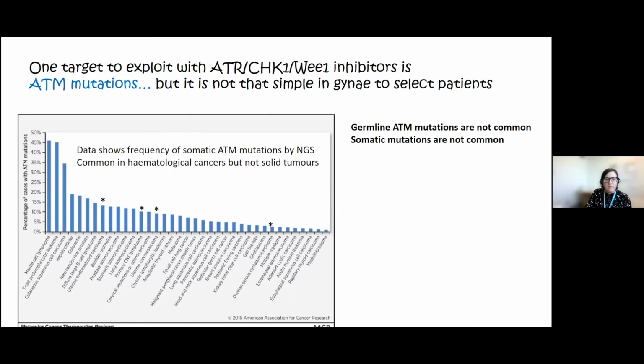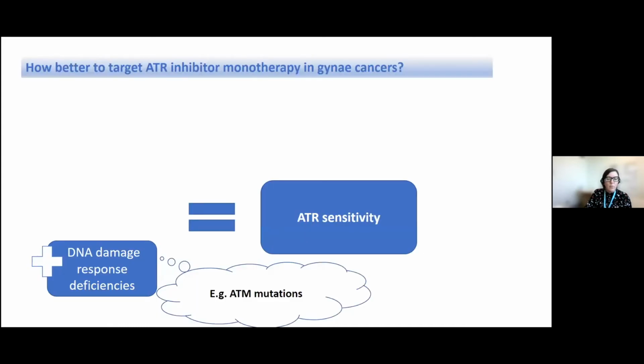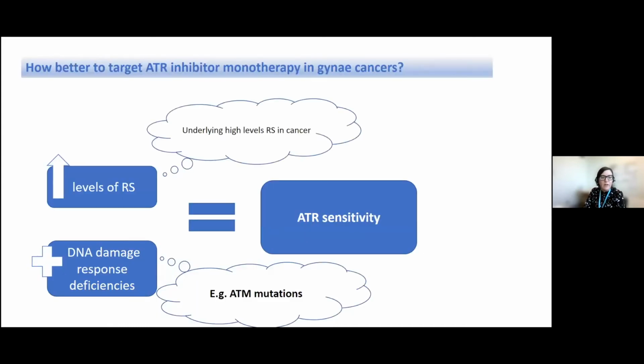So we're not seeing these mutations at high incidence if we tested patients for them. So do we need a broader predictive biomarker of response to these sort of agents in gynecological cancers, such as moving from BRCA to HRD as we did in PARP inhibitors? And I think the way to probably do this is by looking at something called replication stress, so high levels of replicative stress, which are seen in cancer types and possibly are seen more commonly in ovarian cancer and other gynecological cancers.